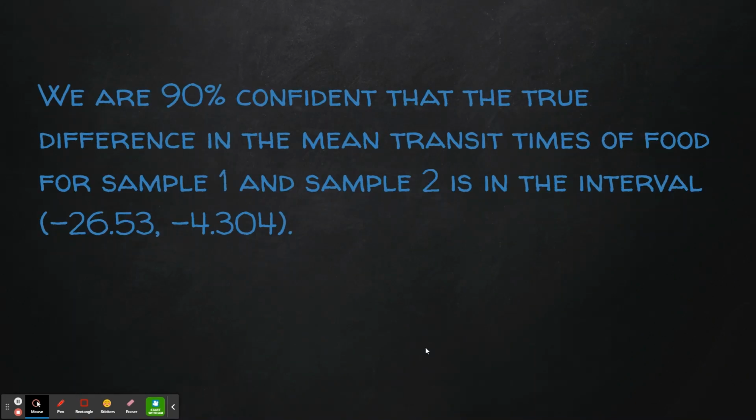Our final step is to write out our conclusion, and we can say that we are 90% confident that the true difference in the mean transit times of food for sample 1 and sample 2 is in the interval -26.53 to -4.304.